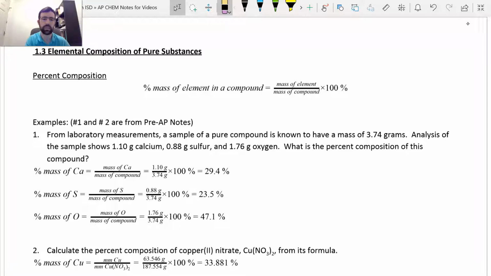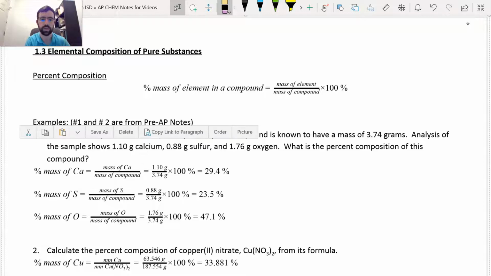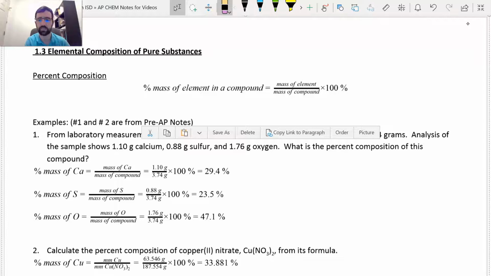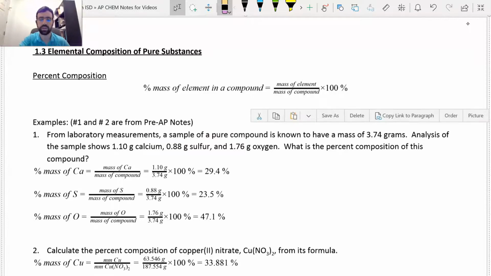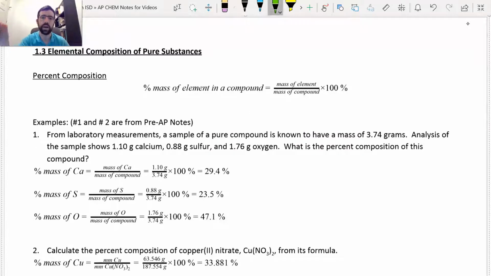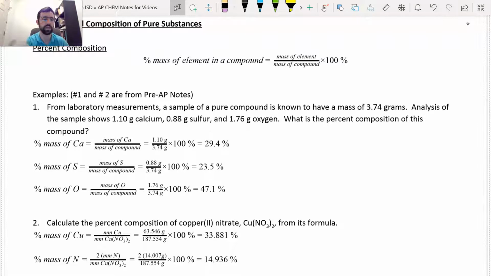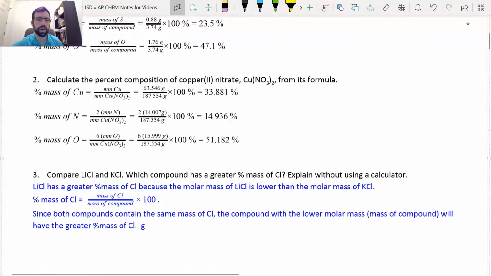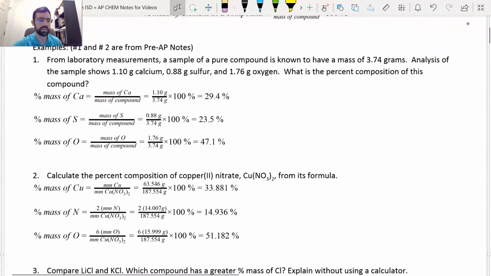We could give you some lab data where I give you grams of, let's say, calcium, grams of sulfur, grams of oxygen, and then the grams of a particular compound. Then you would just do the mass of calcium divided by the mass of the compound times 100, and do the same thing for sulfur and oxygen. We can also find it from its formula, as in the second example problem.